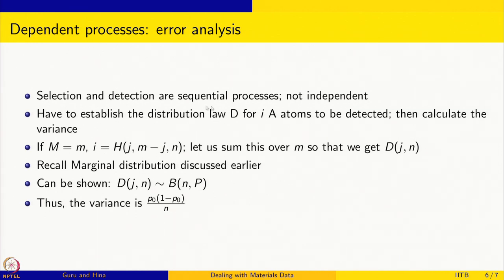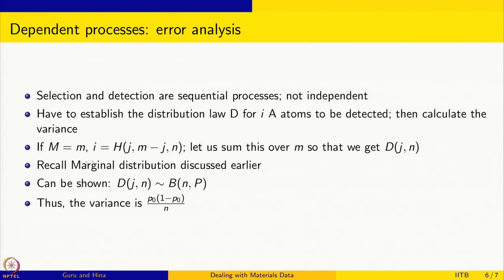Because they are sequential and not independent, we have to establish a distribution law D for I A atoms to be detected. We have n atoms which are detected, out of which I of them are of type A. We have to find the distribution law D for I A atoms to be detected and calculate the variance based on that. If the random variable m results in the realization m, then I is basically hypergeometric. But we know that m is a variable, so it can change. So, we sum this probability distribution over m, and we get something which is only a function of j and n.